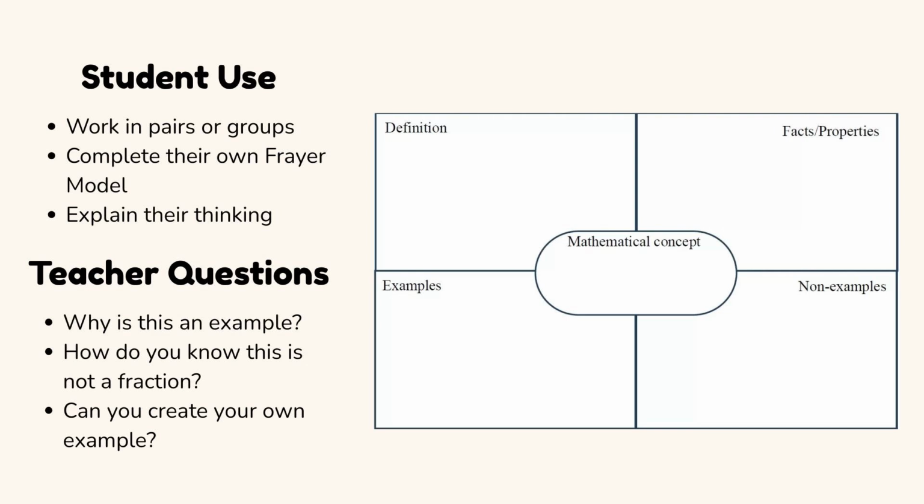To use the Frayer model, students can then work in pairs or small groups to complete their own models. They can explain their thinking and discuss their ideas with others. Teachers can circulate and ask questions such as, why is this an example? Or how do you know this is not a fraction? These questions help deepen understanding.